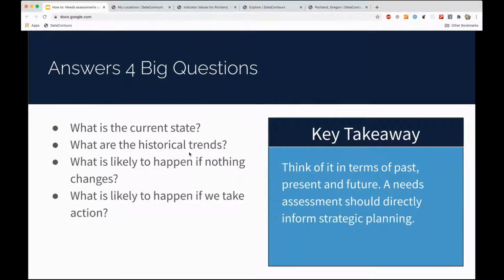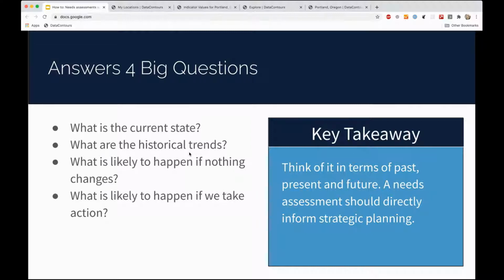And one of our big takeaways from doing these kinds of assessments for years and years is the most successful needs assessments are those that really directly inform strategic planning. And so I think a lot of folks within a needs assessment want to be pretty risk averse and just answer the first question: what's the current state? Maybe get into some of the historical trends. But really not dive into what are the implications of action.